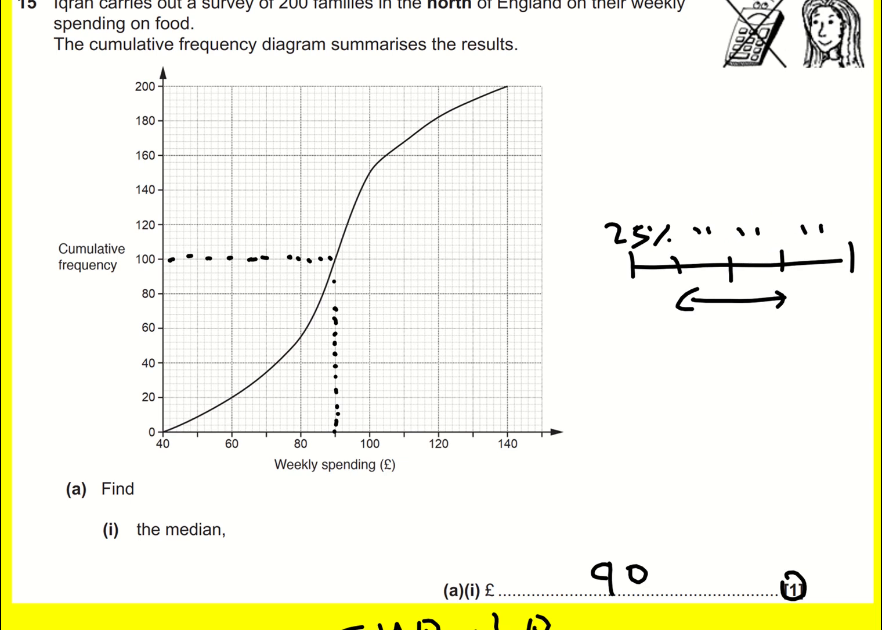So to work out the upper quartile, we don't look at the middle value, we look at the 3/4 value, and that's going to be at 150 because I'm basically doing 3/4 of 200, and that gives me 150. I can now read along. Again, that's pretty much on 100, so I'm going to go with that. Some leniency will be given.